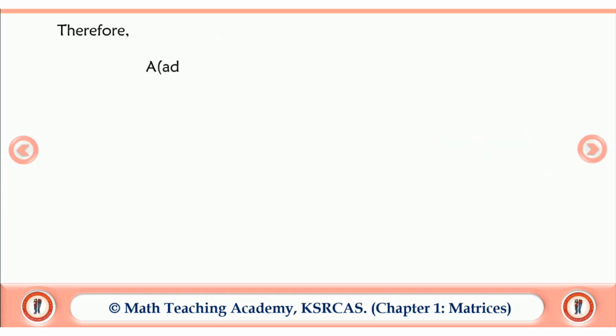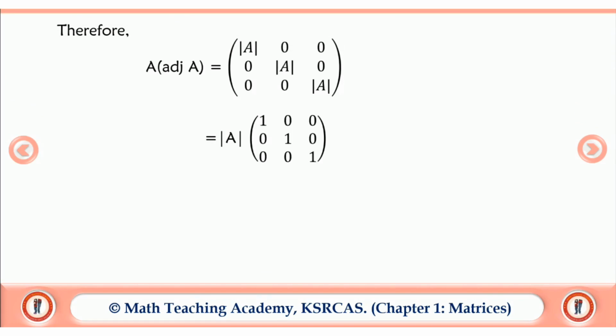Therefore, A into adjoint of A is equal to, in the first row we have determinant A, 0, 0, in the second row you have 0, determinant A, 0, and in the third row you have 0, 0, determinant A. Then take the determinant A outside. Then what you get is determinant A into, in the first row 1 0 0, in the second row 0 1 0, and in the third row 0 0 1. So that is equal to determinant A into I3. This is called the identity matrix of order 3.